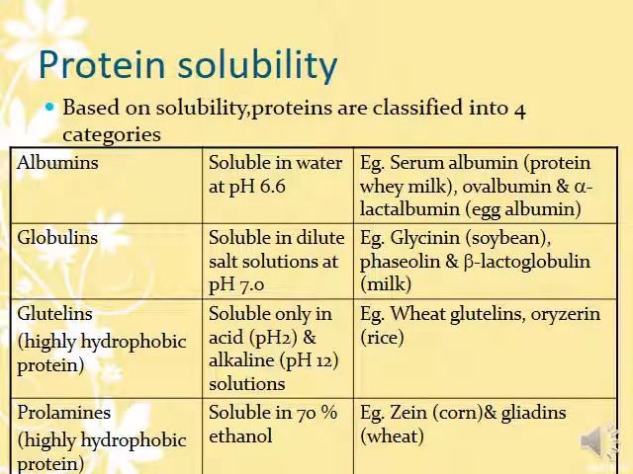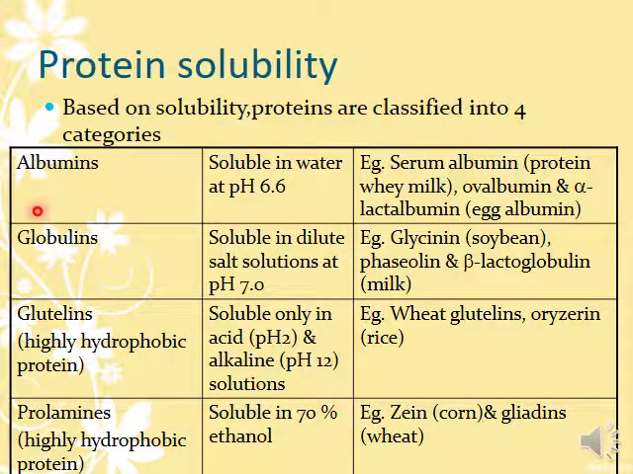Okay, next we look at protein solubility. Based on solubility, proteins are classified into four categories. Four categories means soluble in water, soluble in neutral condition, soluble in acid or alkaline solution, and soluble in ethanol. First we look at albumin.